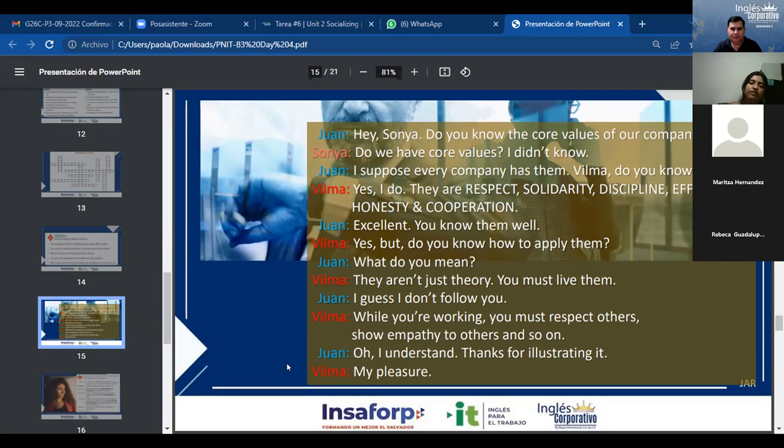Hey, Sonia. Do you know the core values of our company? Values. Values, el osito de... Bueno, ni osito, ¿no? Que el osote que sale con Mowgli en el libro de la selva, es Balú. Es un value. Como la pastilla Valium. Valium, okay, value. Values.